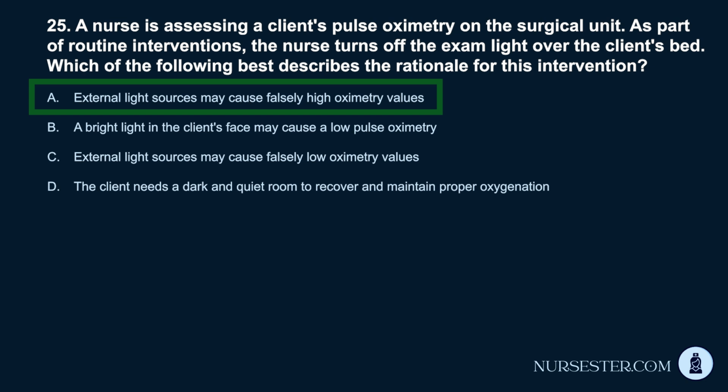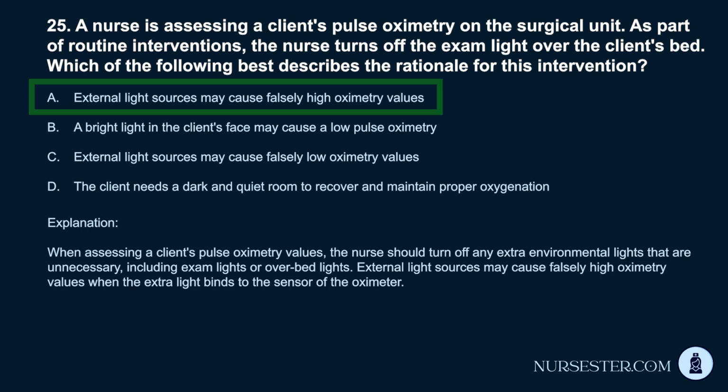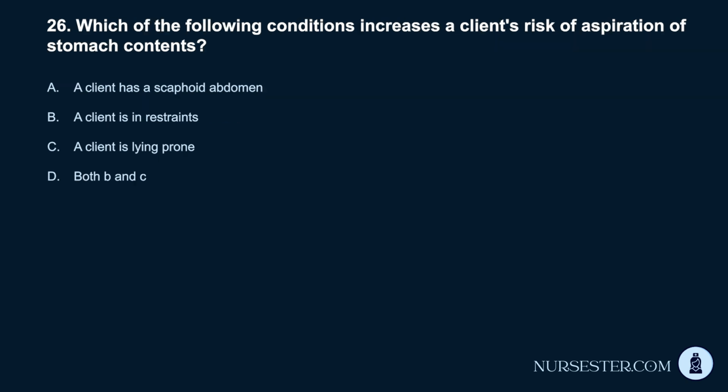Correct answer: A. External light sources may cause falsely high oximetry values. When assessing a client's pulse oximetry values, the nurse should turn off any extra environmental lights that are unnecessary, including exam lights or overbed lights. External light sources may cause falsely high oximetry values when the extra light binds to the sensor of the oximeter.